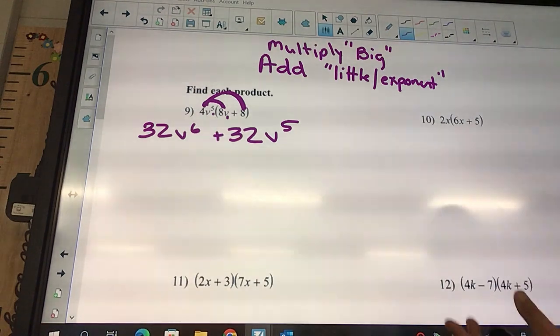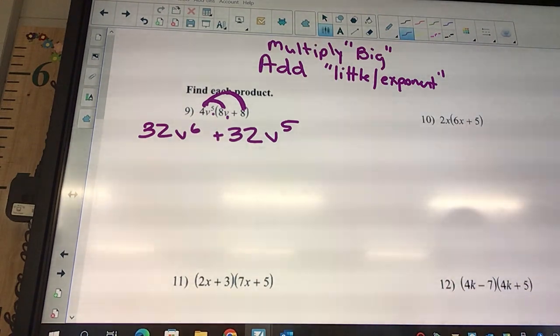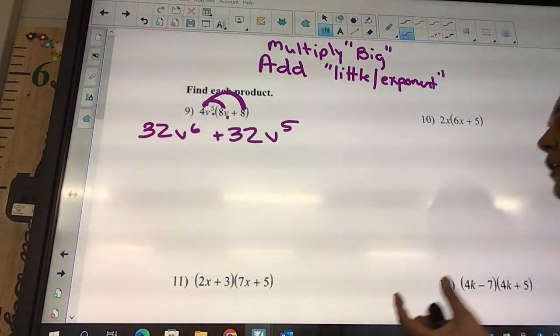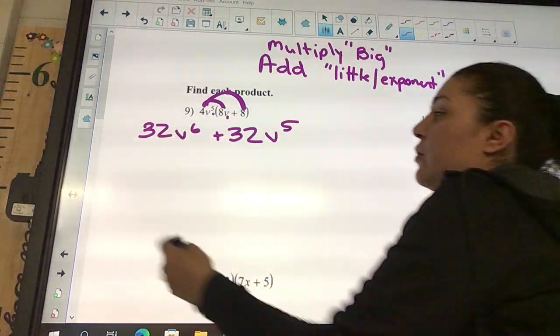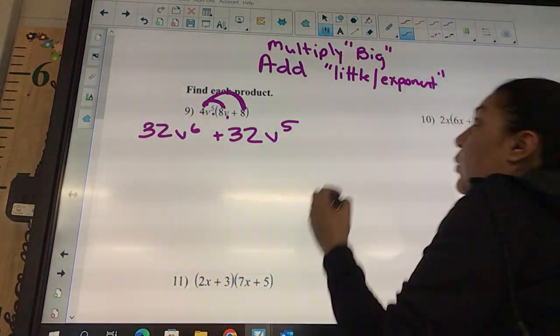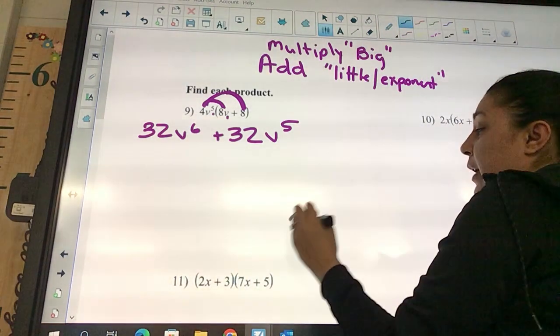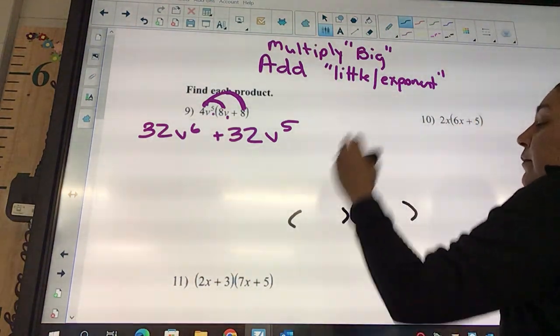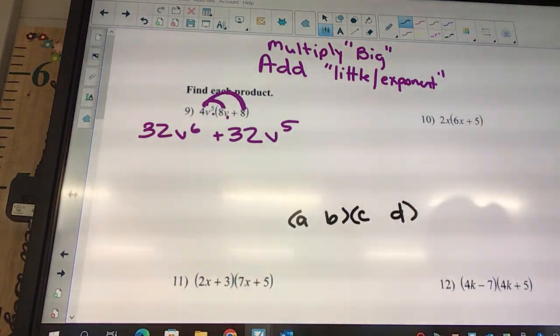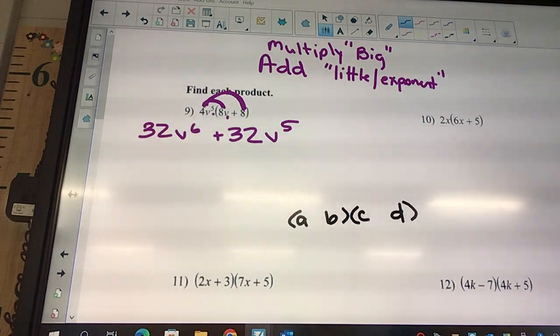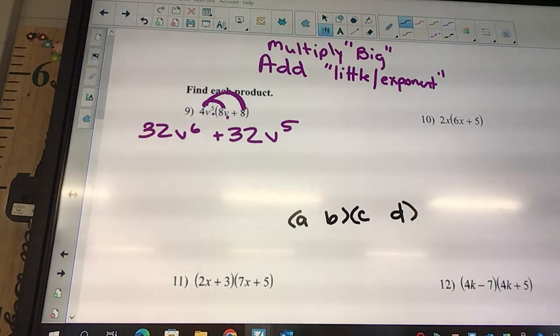Okay, so these ones are fairly easy because there's only one piece times the two pieces, or a monomial times a binomial. For the binomials times the binomials, meaning two pieces times two pieces, we have to do a particular method, and what is it called? Anybody remember? FOIL. Okay, so we need to FOIL it out.